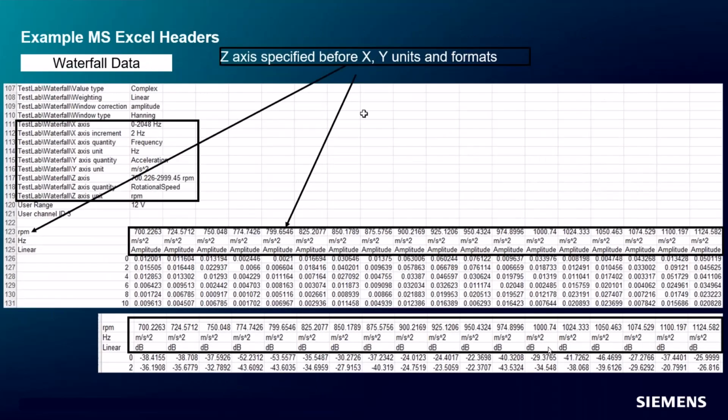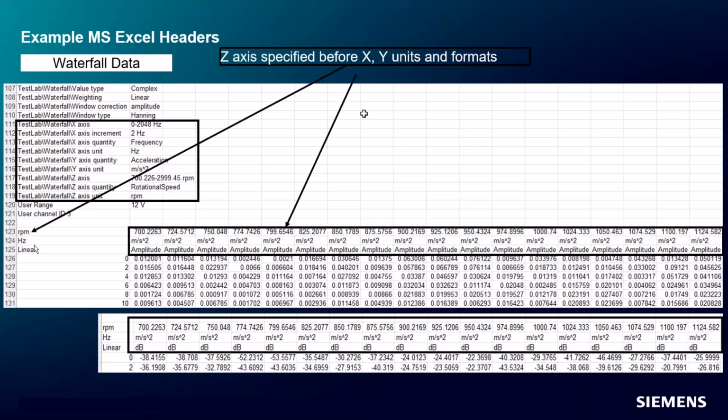The one slide I skipped was a waterfall. So here we have an Excel header that has the x-axis increment specified, as well as the y-axis quantity specified, the z-axis quantity, and the z-axis range as well. And if I look at the Excel file, I see in row 123 the RPM values. So these would be your tracking values in RPM or time.